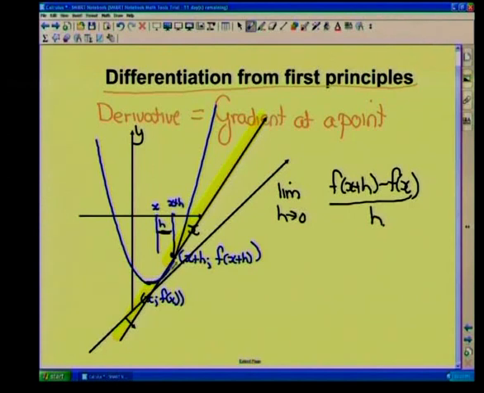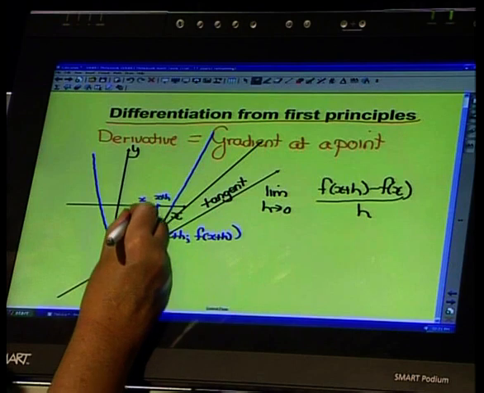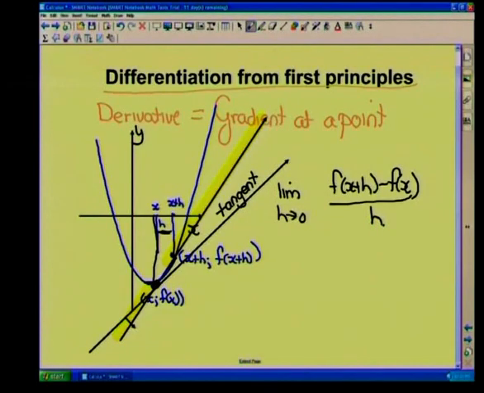Oops, not too good. What is happening is this line is becoming a tangent to the curve. In other words, what I'm saying to you is that the gradient of that line is absolutely identical to the gradient of that curve at that point x. Okay, so that's where we're at.